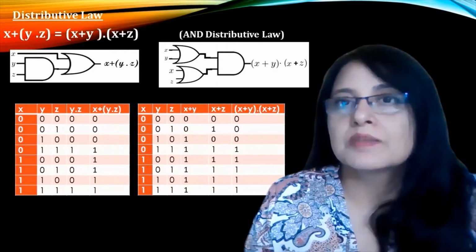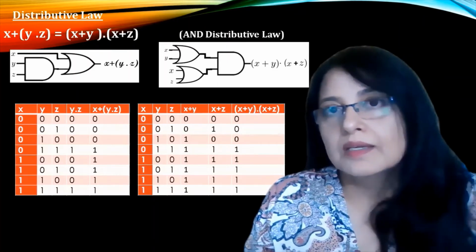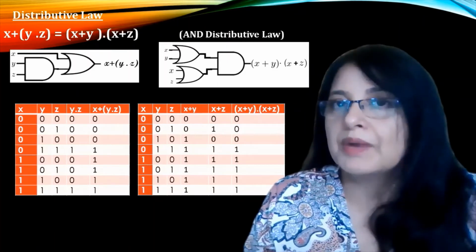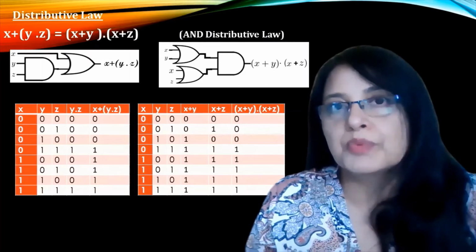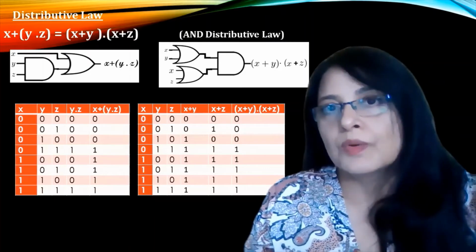And we see that both the truth tables give us exactly the same output, which basically proves the distributive law.